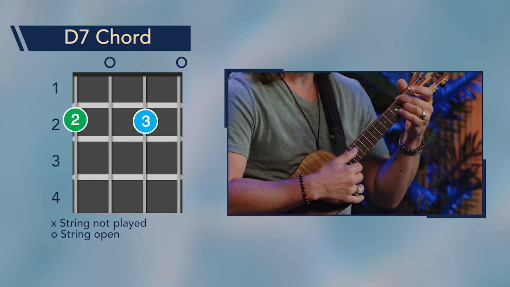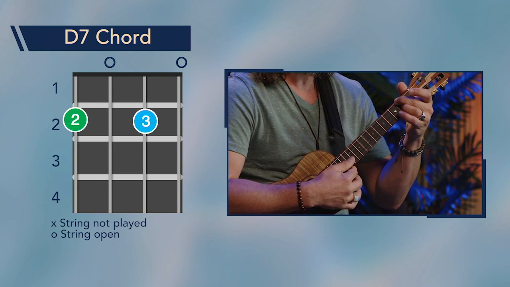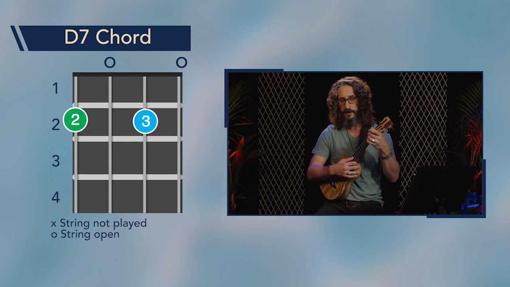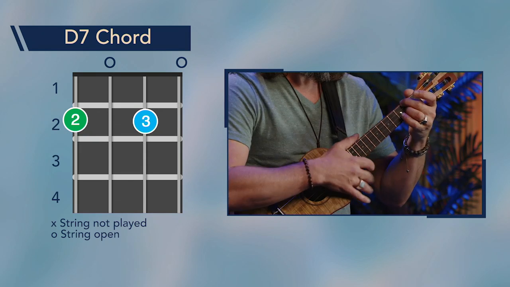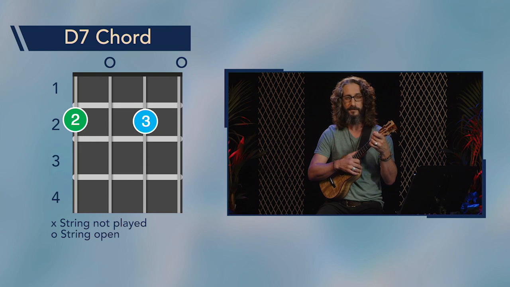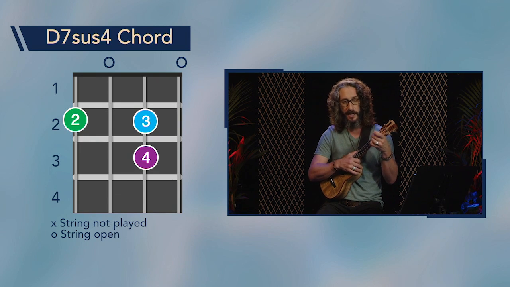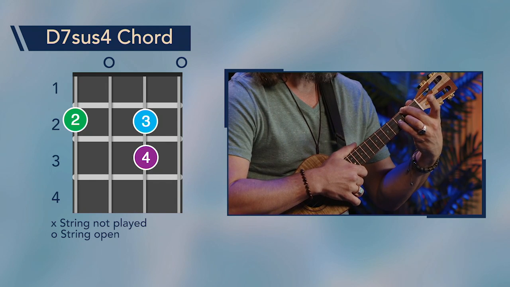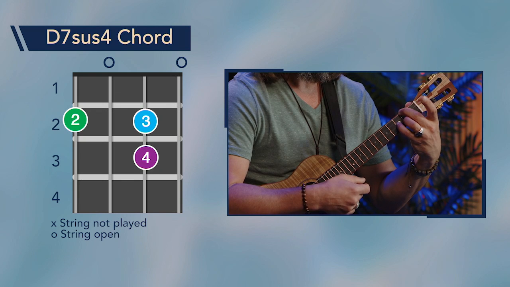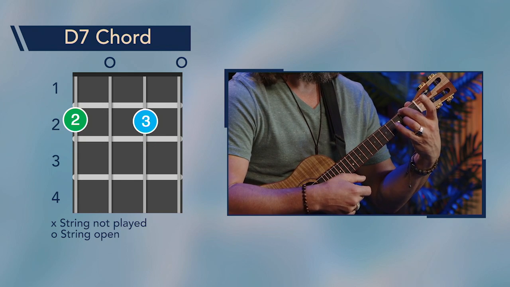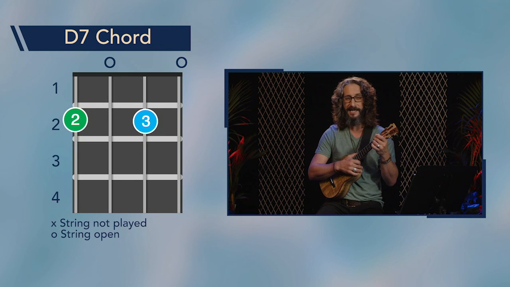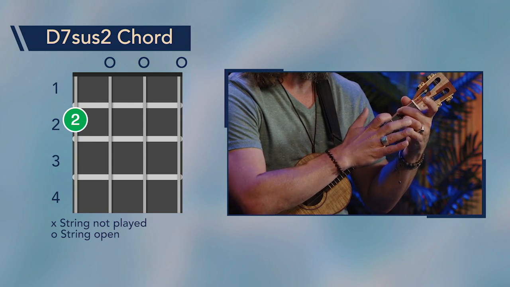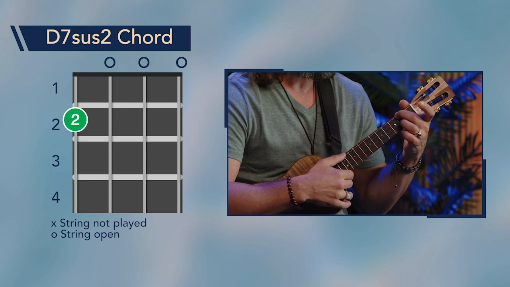We have fret 2 on string 4, fret 2 on string 2, the 1st string is open and the 3rd string is open. To generate a D7 sus4, all you have to do is add your pinky to the 3rd fret of the 2nd string. D7 sus4. D7, and then to generate a D7 sus2, remove whichever finger is on the 2nd string. In my case, it's the 3rd finger. D7 sus2.